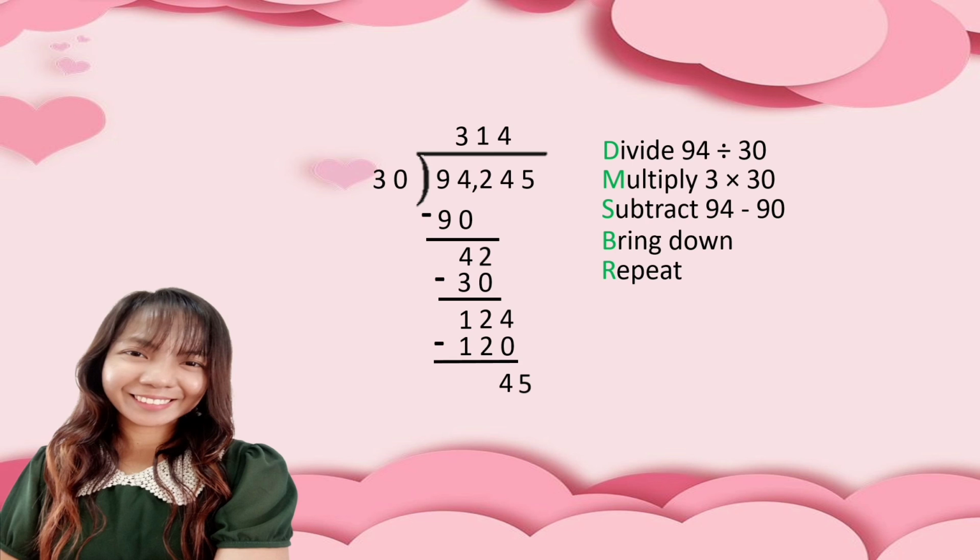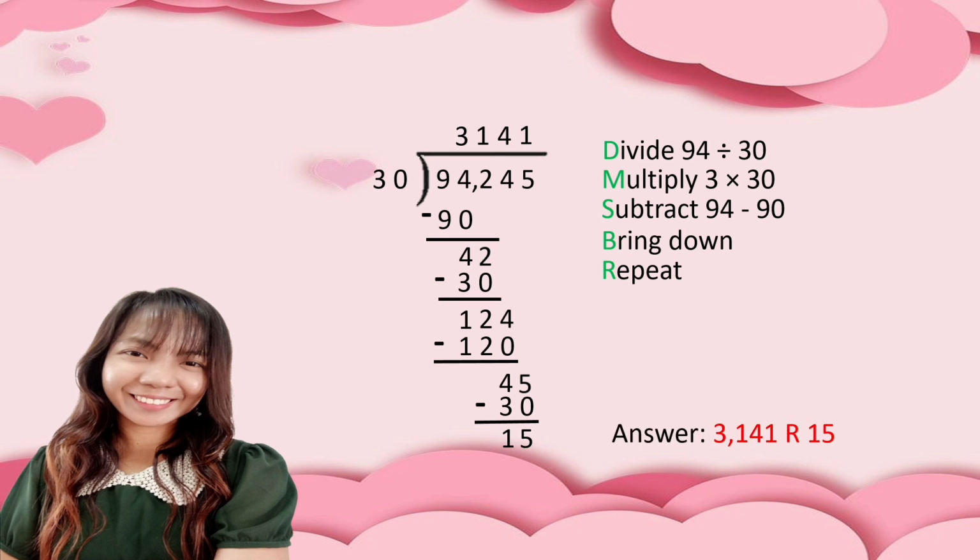Next step is to repeat. So let's go back to division. Divide. 45 divided by 30. So there is only 1 thirty in 45. The answer is 1. Next, multiply. 1 times 30. 30 minus or subtract. 5 minus 0, 5. 4 minus 3, 1. Okay, so there is no number that we can bring down. So let's stop from here, okay? We don't need to repeat the process.